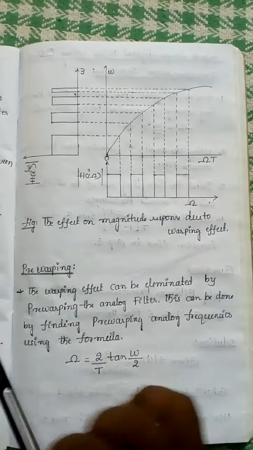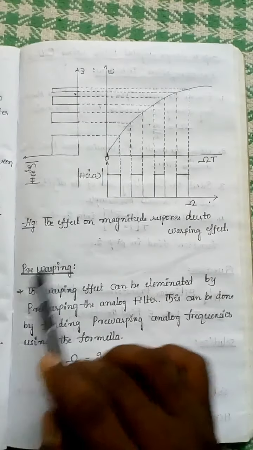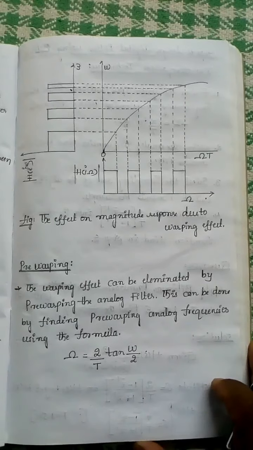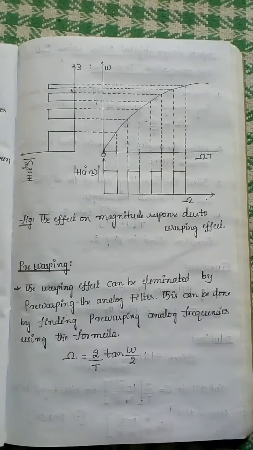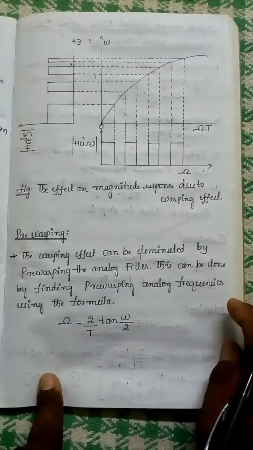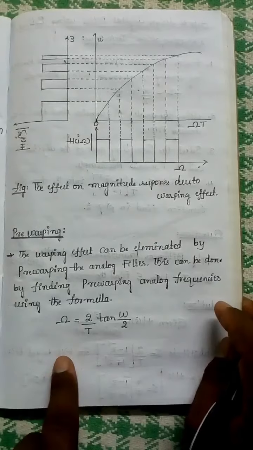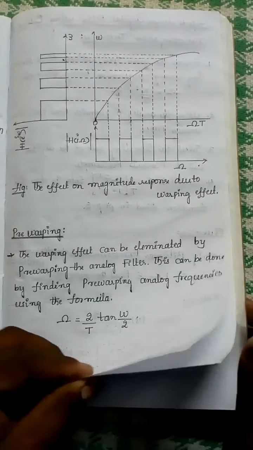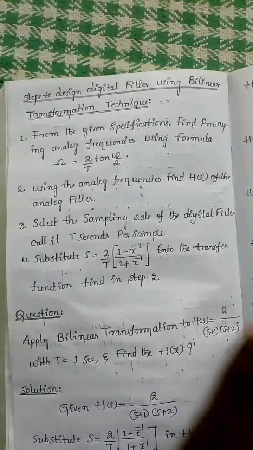Next, let us go for pre-warping. Before warping is known as pre-warping. The warping effect can be eliminated by pre-warping the analog filter. This can be done by finding the pre-warped analog frequencies using the formula. The formula I already said in the starting, and that is Ohm is equal to 2 by T tan omega by 2.